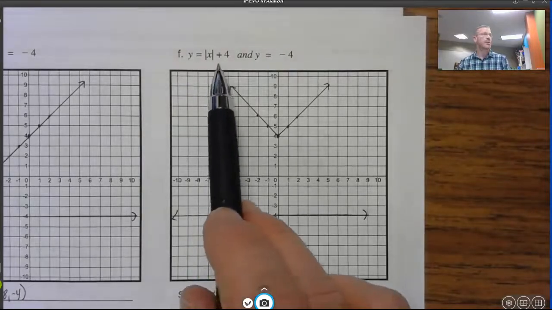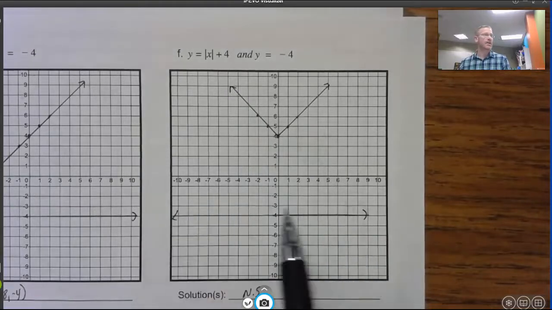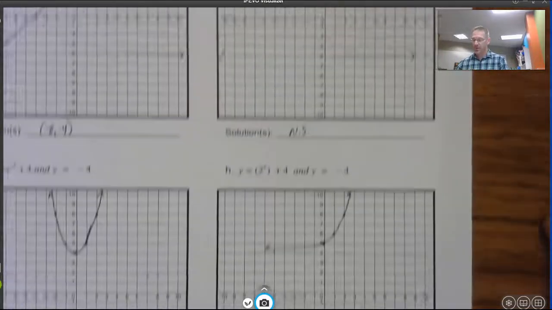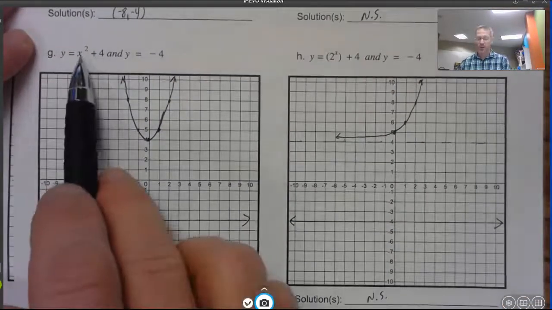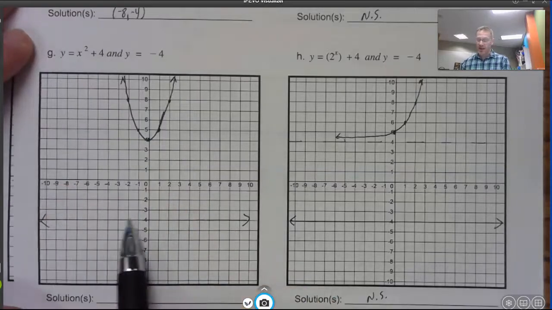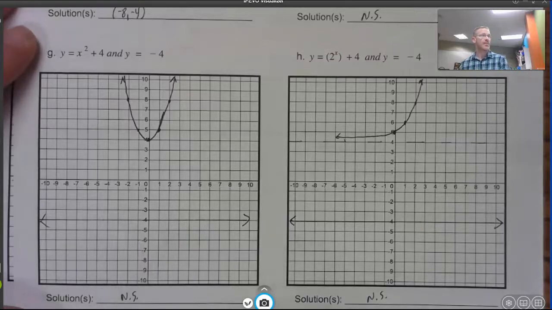I'm starting at 0, 4. My absolute value graph opens up, but here's y equals negative 4 down here. So we can definitely see there are no points of intersection, so there is no solution to this problem. You're going to see this in a very similar fashion with our quadratic here as well. Our vertex is 0, 4. It opens up. It definitely does not intersect y equals negative 4 down here. So another no solution problem.